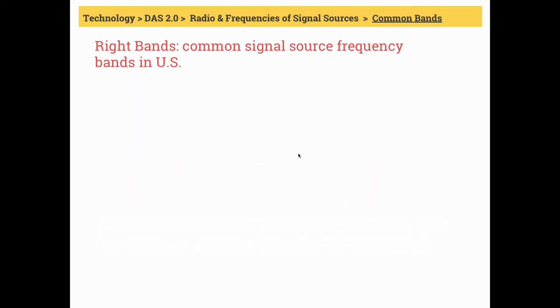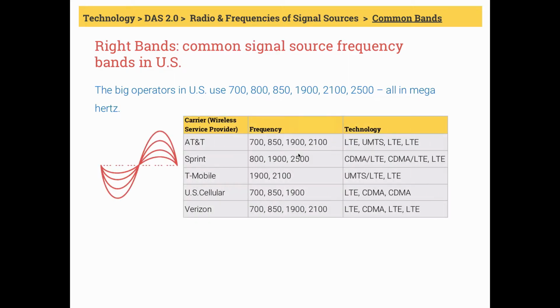So what are the right bands for signal sources? Let's reframe that question by asking what are the common RF signal source frequency bands in the US. The big operators like Sprint, AT&T, T-Mobile, Verizon, they use 700, 800, 850, 1900, 2100, 2500 megahertz. Here is a table that shows the major wireless service providers of the US and the frequencies and technology they use. You don't need to memorize any of this, but it will be good to keep this as a reference.